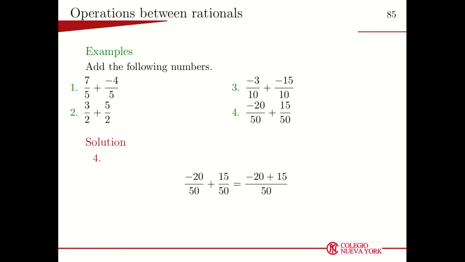In the fourth example, we have -20/50 plus 15/50. The denominator stays the same, and we have to add the numerators. -20 plus 15, which is equal to -5. Here we must simplify again. We can simplify by 5, and our final answer is going to be -1/10.